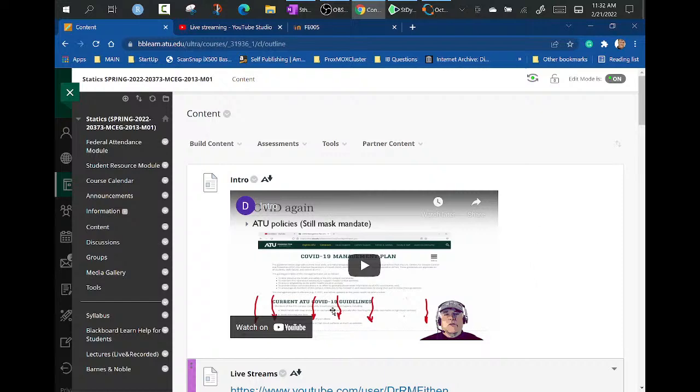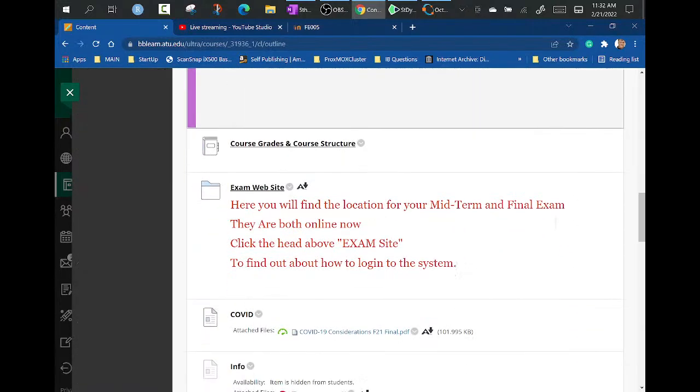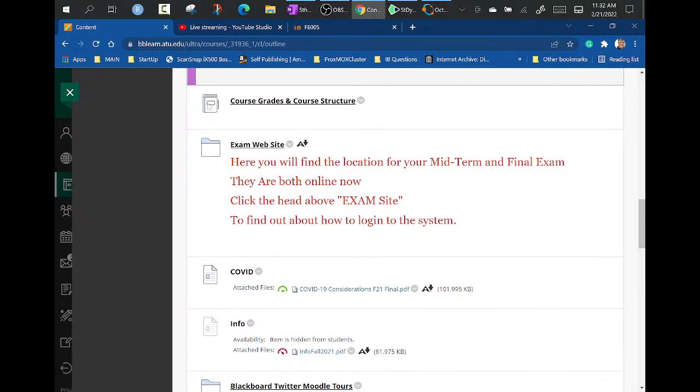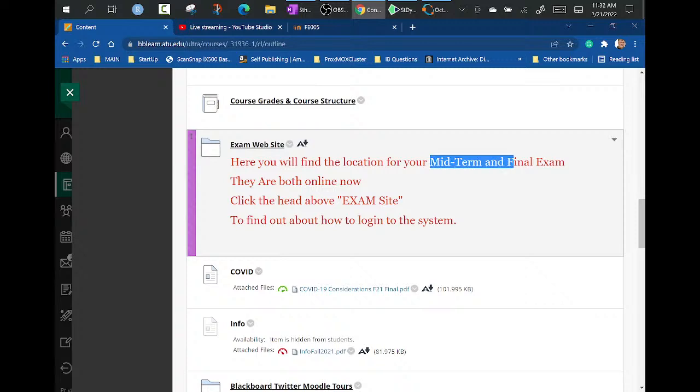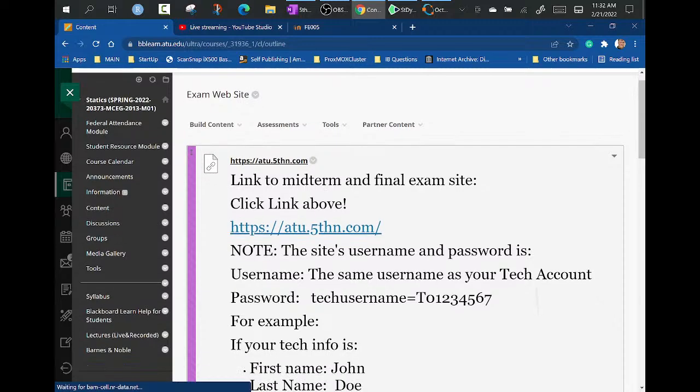Okay, I think it's down lower. Exam website. So it tells you that. Oh, I see why you're confused, because I called it the midterm and final exam. That's okay. It's the same thing. Doesn't matter. So if you click that, this tells you how to get in.